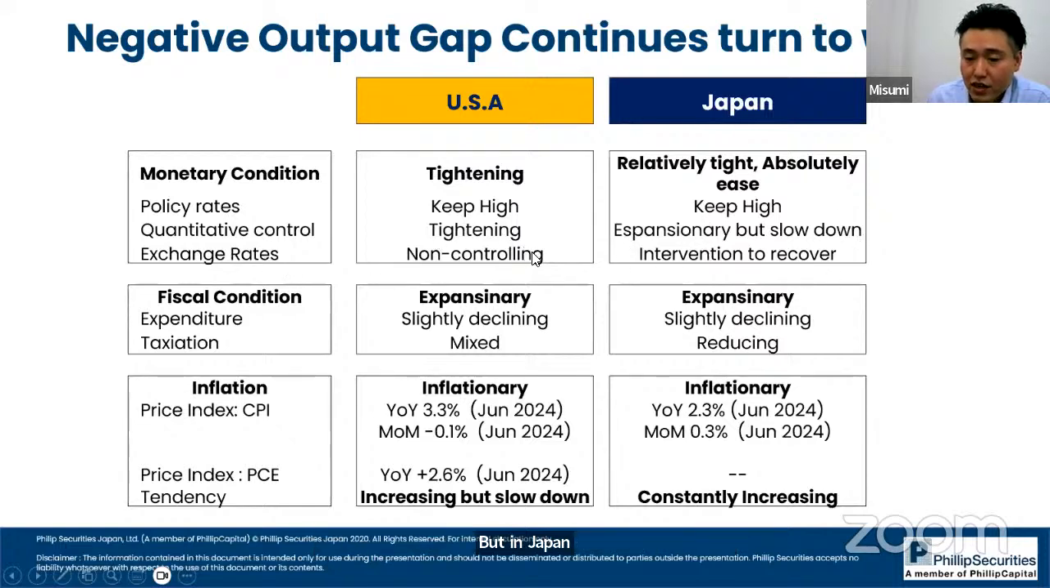Exchange rate is not controlled in the US way. For Japan, there have been several interventions to recover the JPY price level. Fiscal constraint is expansionary in both, but expenditure for public investment is slightly declining in both the USA and Japan. And for taxation, the USA is a mixed case, but Japan is reducing.